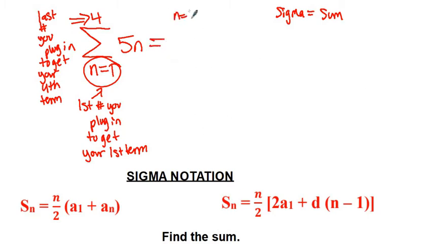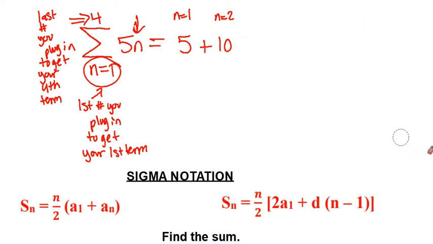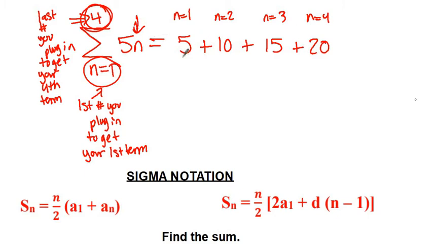If I plug in n equals 1 right here, I would get 5. Sigma means sum, so we're supposed to be adding these together. If I plug in 2, I would get 10. The next thing of course would be 3, so if I plug in 3, I would get 15. And then finally, I'm going to plug in 4. How do I know to stop at 4? Because that is the last number I'm supposed to plug in. So if I plug in 4, I get 20. So this whole sigma notation is another way of saying 5 plus 10 plus 15 plus 20. That's just another way of saying that.